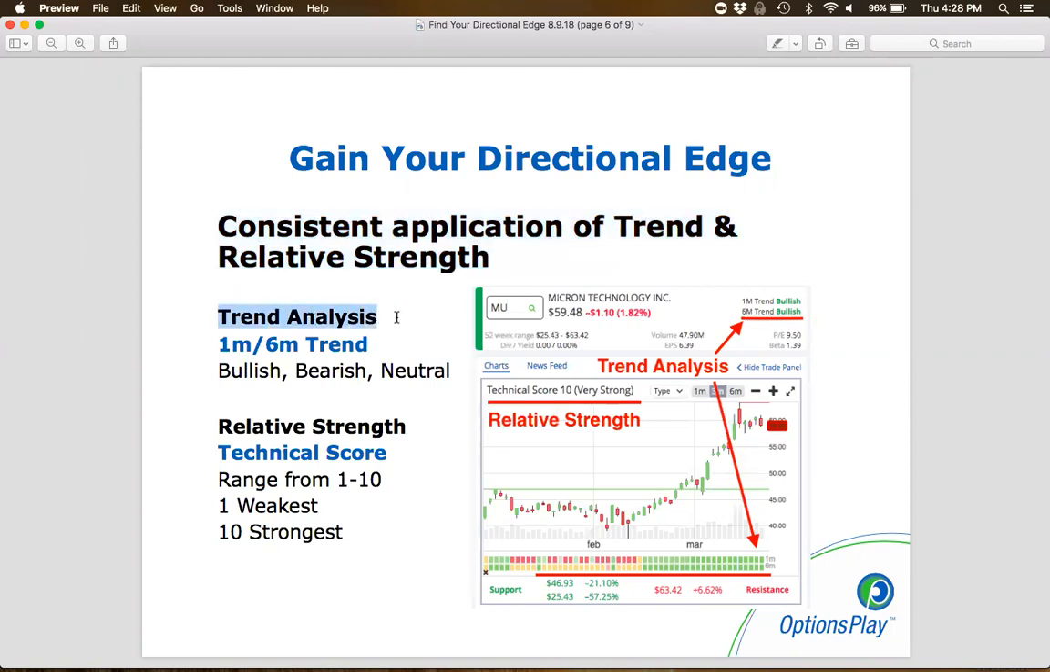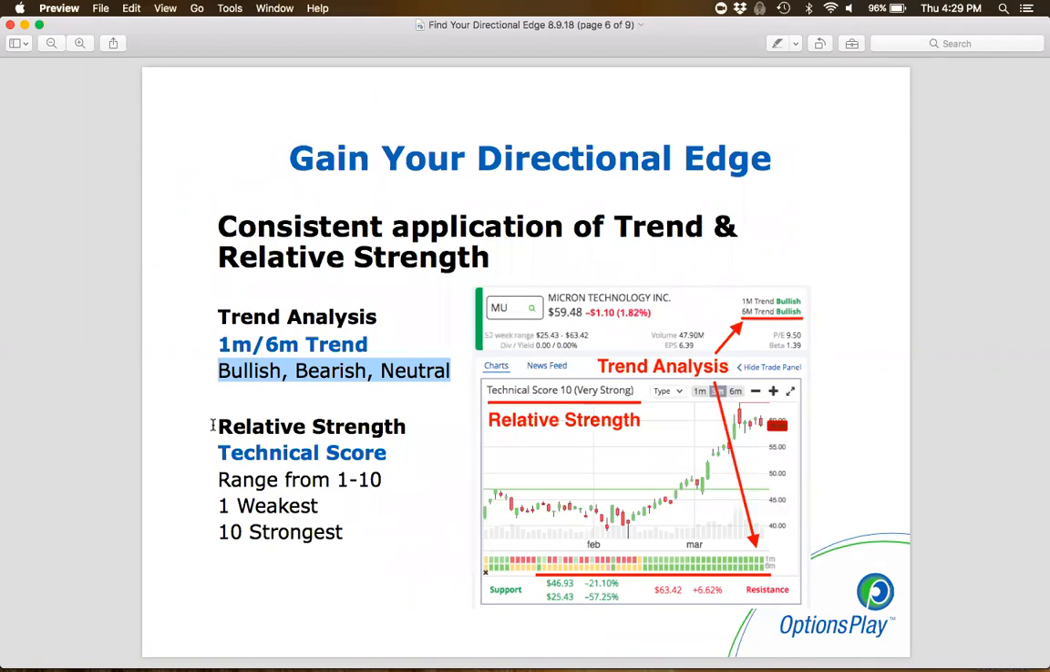So our trend analysis on our platform is really simple. It's just a 1 month and 6 month trend that tells you bullish, bearish, or neutral. So we use a triple moving average to determine the short-term and long-term bullish, bearish, or neutral trends, and we use the consistent application of the same moving averages every single day. So by removing the fact that you have to select a moving average and figure out how to interpret that moving average, we bring consistency to your life by using the same method every single day. And you can just use our trend analysis to gauge what the short-term and long-term trend of the stock is.